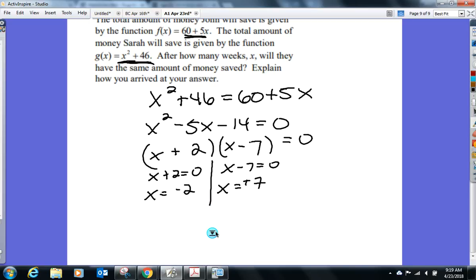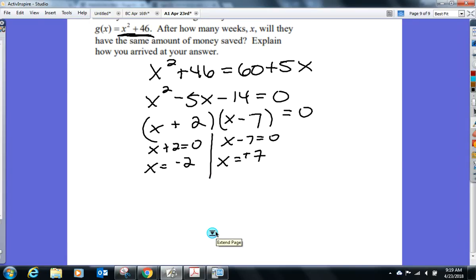All right, let's have an awkward staring match with each other until somebody tells me why I'm not done with this problem. I don't have to do y. It just said solve for x. After how many weeks, x? Let's have this awkward staring match. Callie? Can't have a negative amount of weeks, right? That's silly. So yes, -2 is gone. So it's going to be 7 weeks.